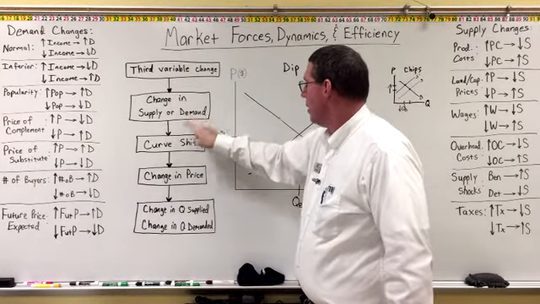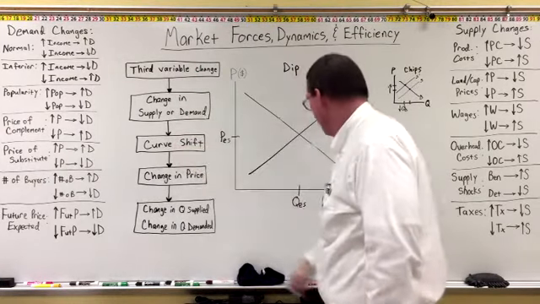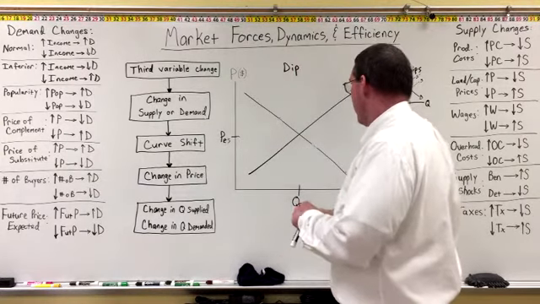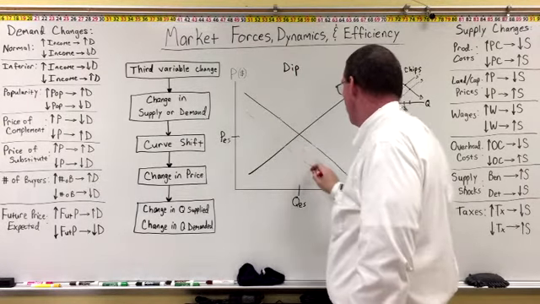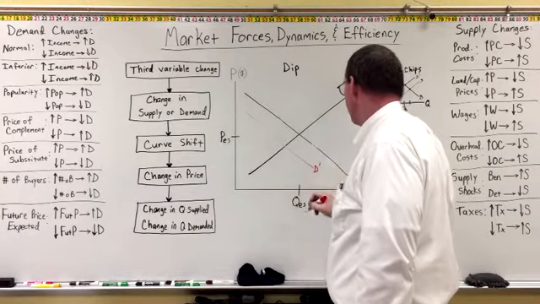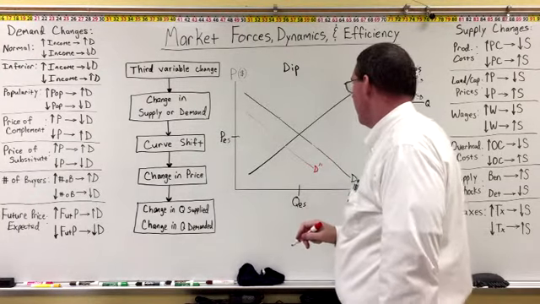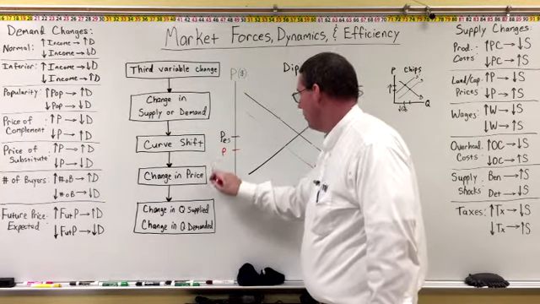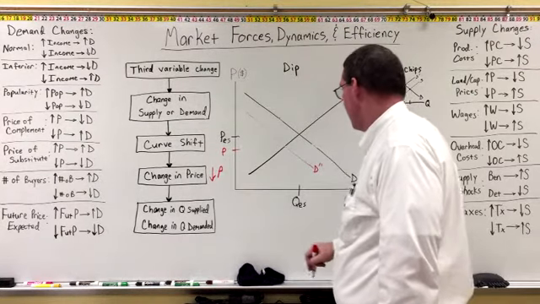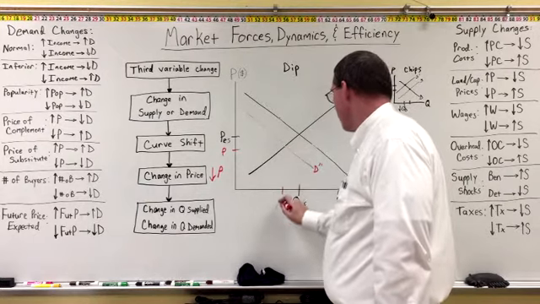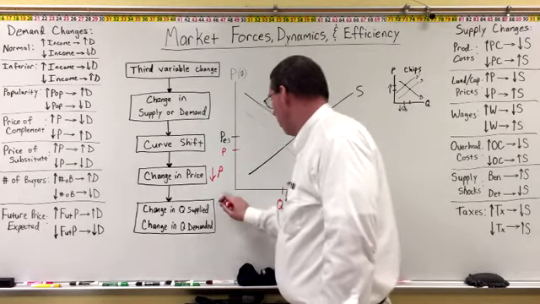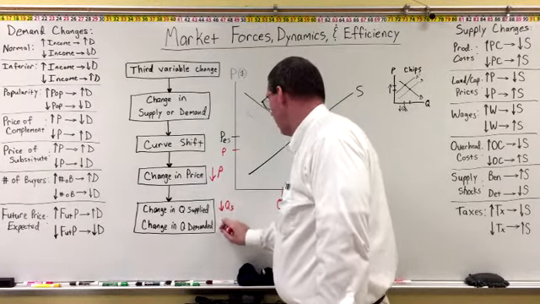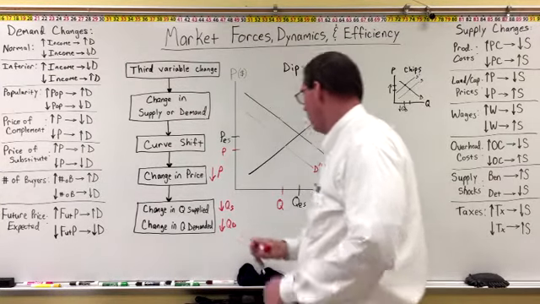A decrease in demand is going to be a leftward shift of the demand curve. So the demand curve is going to shift over here. That's going to be our new demand curve, D double prime. And ultimately, the price of dip is going to go down, and we're going to have a decrease in equilibrium quantity. Quantity supplied will go down and quantity demanded will go down.